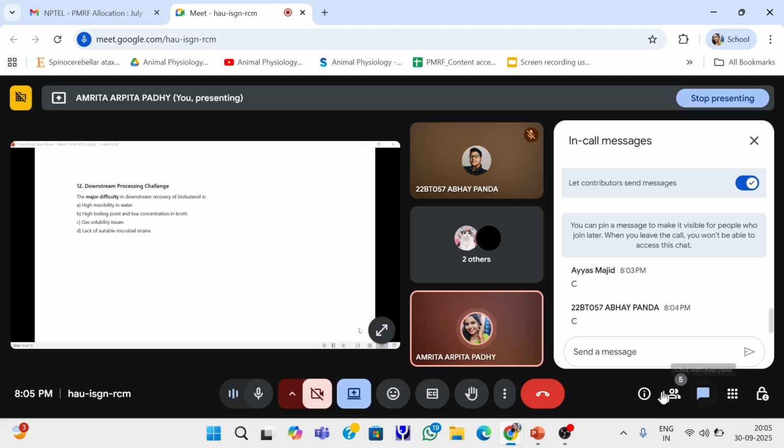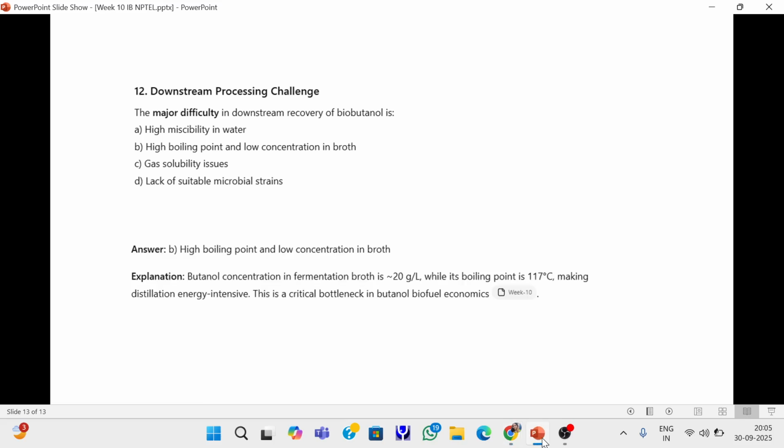Okay, let's see what is the correct answer to this question. It is B, high boiling point and low concentration in the broth. So the major difficulty in downstream recovery of biobutanol is the high boiling point and the low concentration in the broth. So butanol concentration in the fermentation broth is nearly 20 grams per liter, while its boiling point is above 100 degrees, that is nearly 117 degrees, making distillation energy very intensive. So this is a critical bottleneck in butanol biofuel economics.